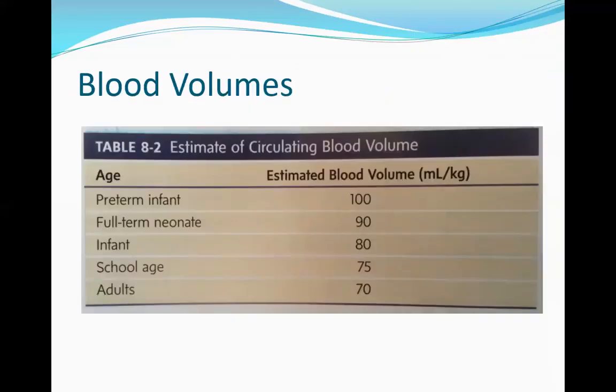On the next slide, I included a table from Cote, Table 8.2, which gives just an estimate of circulating blood volume in different patient populations. For the preterm infant, it's estimated that the blood volume is 100 milliliters per kilo. For a full-term neonate, 90 milliliters per kilo. For an infant, 80 milliliters per kilo. School-age children, 75 milliliters per kilo. And adults, 70 milliliters per kilo.